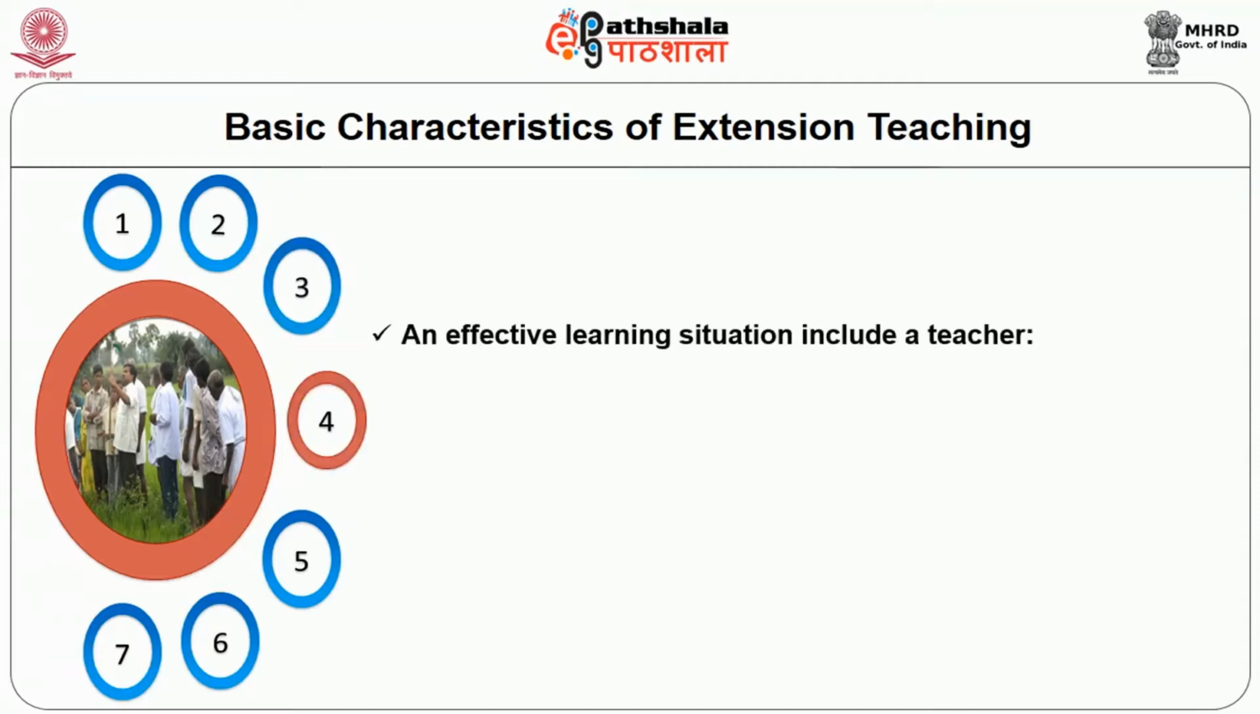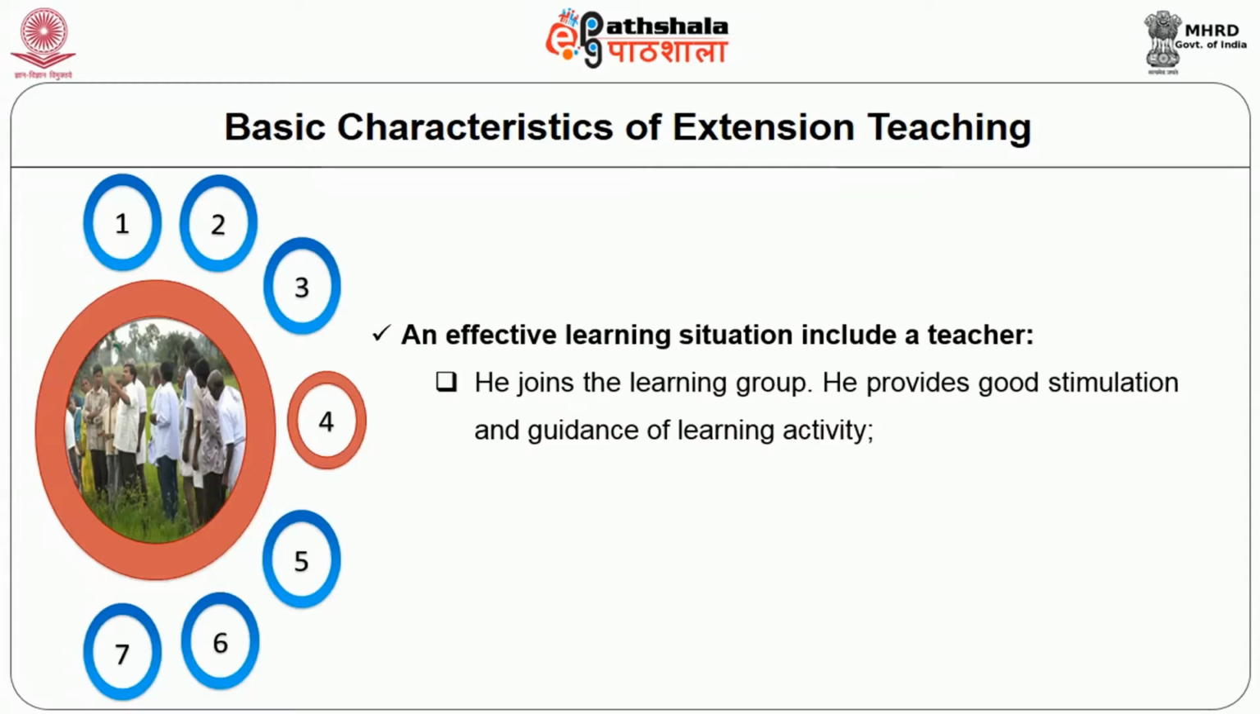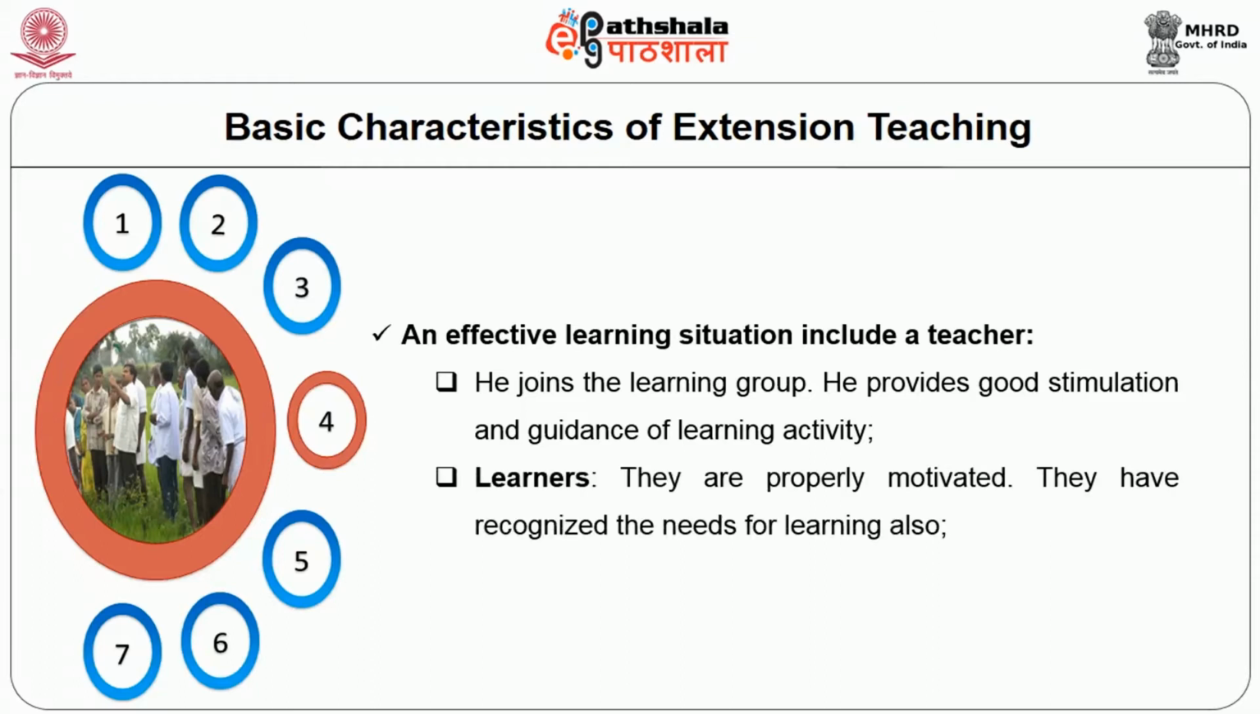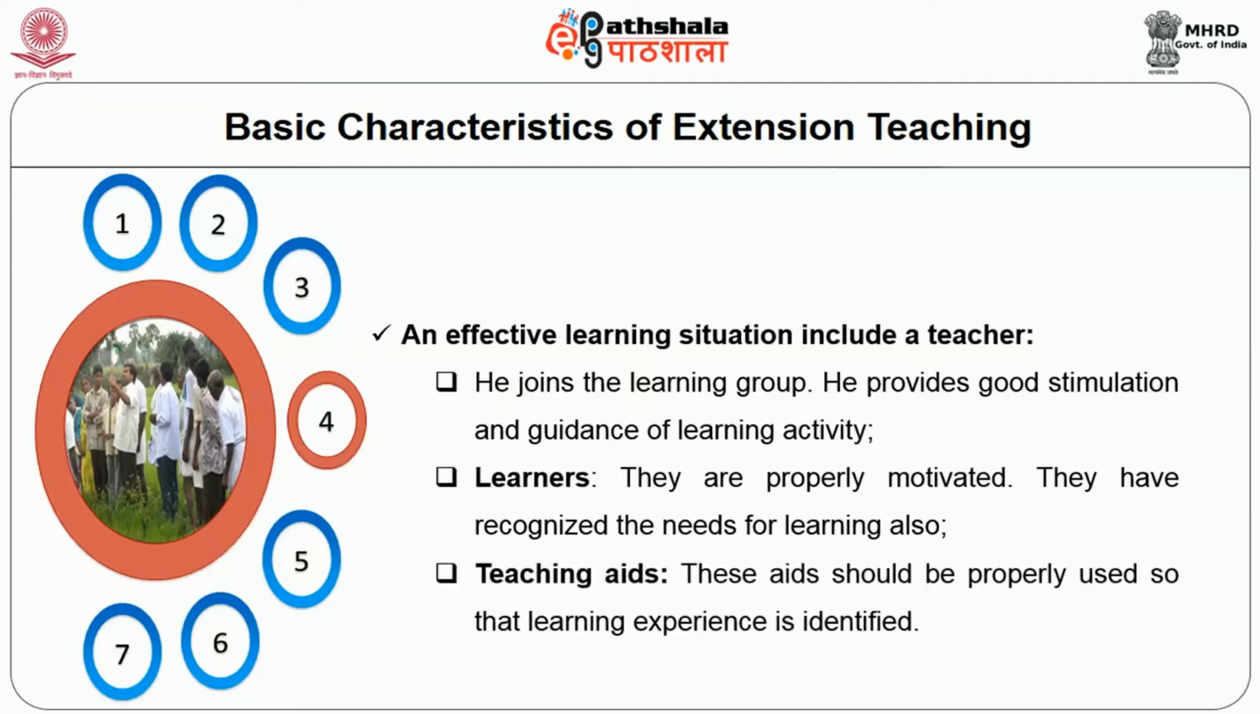An effective learning situation includes, number 1, a teacher. He joins the learning group. He provides good stimulation and guidance of learning activity. Number 2, learners. The learners may be farmers or other extension clienteles. They should be properly motivated. They have recognized the need for learning also. Number 3 is the teaching aids. These aids should be properly used so that the learning experience is effective.